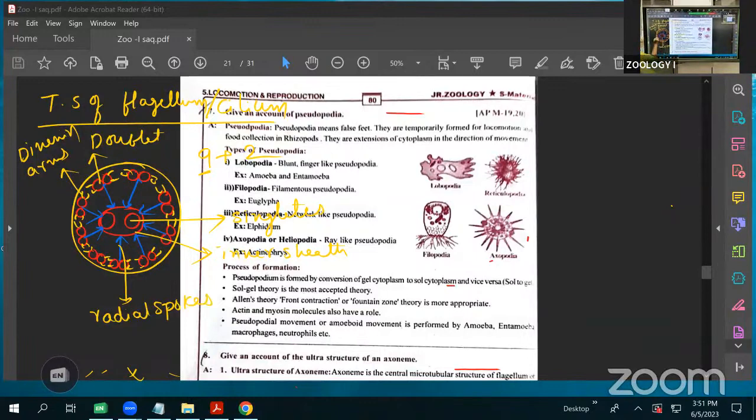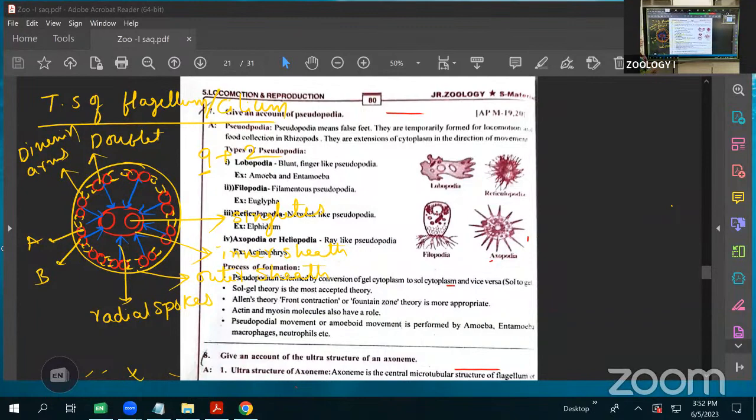Here, in the doublets, one is called the A microtubule and one is called the B microtubule. Next, this outer part is called the outer sheath. This diagram is also important. This one is about the flagellum, the TS of the flagellum.